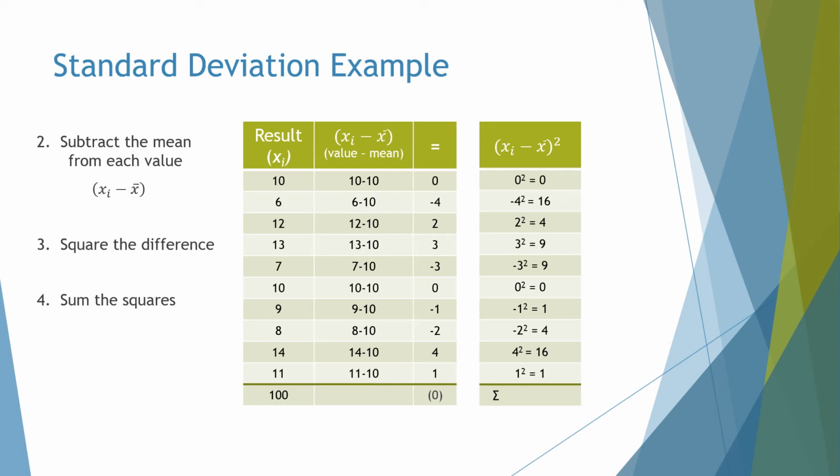Next, we want to sum the squares. So we just want to add up all those numbers, and that gives us 60. So now we have calculated a large part of our equation: the sum of the value minus the mean squared. This part of the equation we have calculated and we know to be 60.